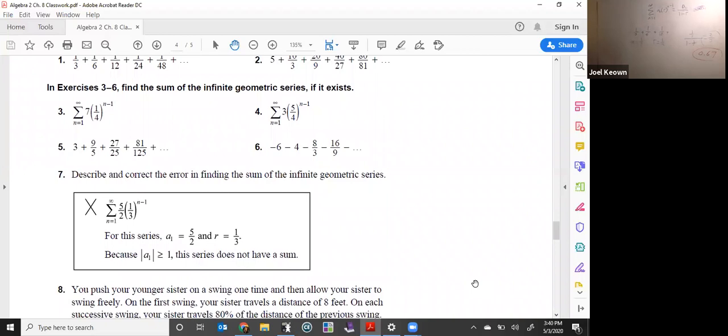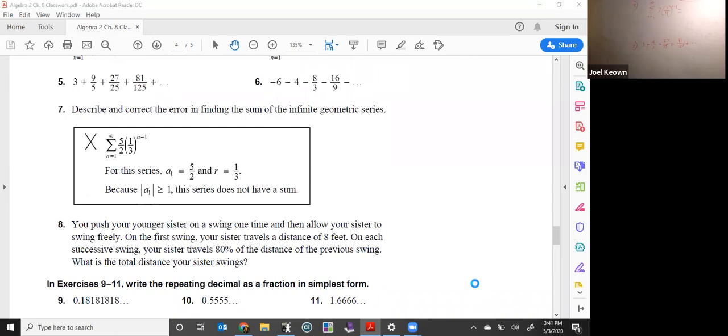What about number 3? Number 3 that I have is the summation, n equals 1, infinity on the top, 7 times 1/4 to the n minus 1. And then below there, I'll put number 5. And that's 3 plus 9/5 plus 27/25. Okay, so we'll work out those.